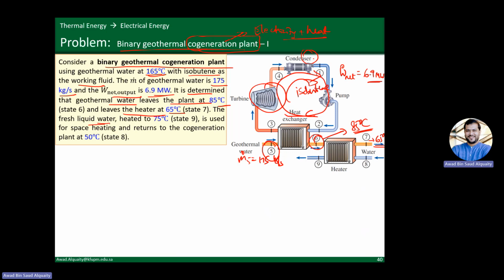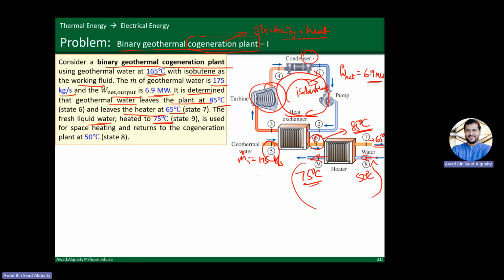Now the fresh liquid water, which is going through this heater and getting heated by this 85 degrees Celsius water, is heated to 75 degrees Celsius. So that's state 9. It is used for space heating, and it goes through various homes or office spaces, whatever, and then comes back and enters this heater again at 50 degrees Celsius. So all this information is given to us.